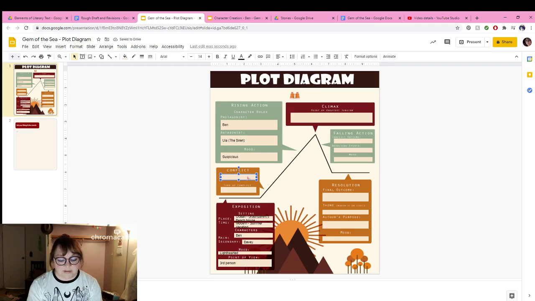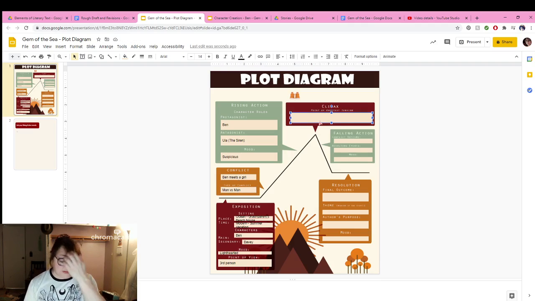Conflict. Ben meets a girl. This creates conflict between the two brothers, and it creates conflict within our story because we are introduced to the idea of a siren. So we have to figure out if she's good or bad. So man versus man, or boy versus girl, really.